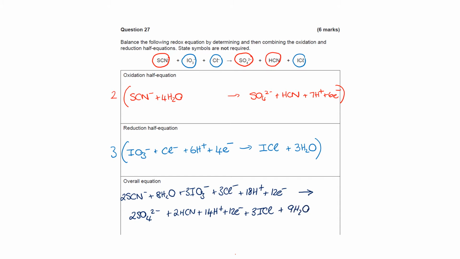Now what we need to do is cross out anything that is on both sides of the equation, so the electrons go. We want to get rid of all those hydrogens and leave 4 of those behind, and all of those waters and 1 of those ones, leaving that behind. Now you can just leave it like that if you like to, or we can write it out as the final answer.